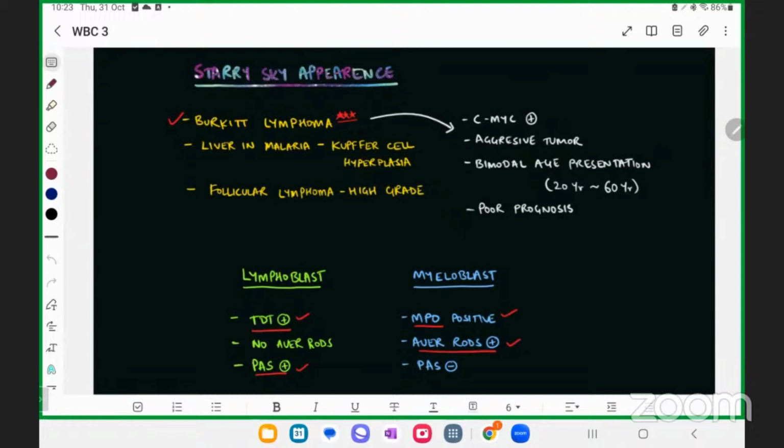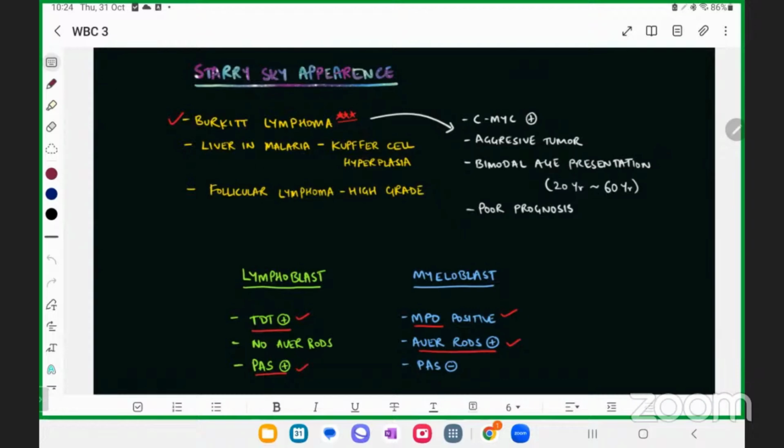Starry sky appearance is seen in Burkitt's lymphoma. You see over there MYC is present. Then it is an aggressive kind of tumor. By age presentation, it comes between 20 years old to 60 years old, and it has a poor prognosis. So where can you see it? Burkitt's lymphoma, liver in malaria, and then follicular lymphoma, right? In liver malaria, you see Kupffer cells and hyperplasia. Follicular lymphoma is a high-grade type.